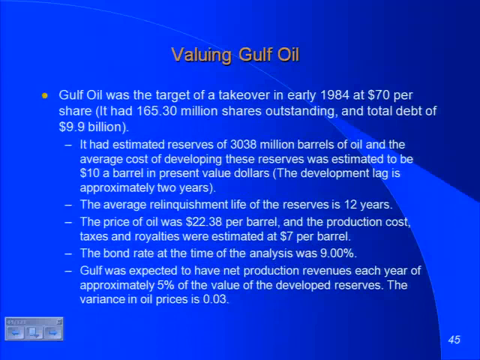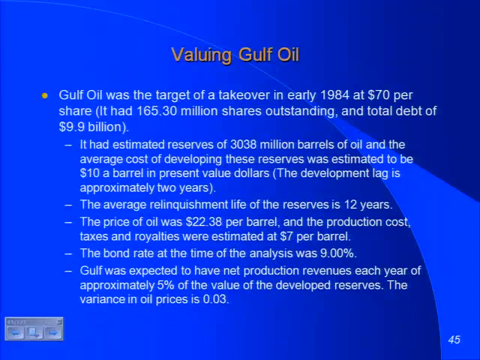The hostile acquisition was at a price of $70 per share. The company had 165.3 million shares outstanding, debt of $9.9 billion. So that's kind of background information. What made Gulf Oil attractive to the acquirer was they had reserves of 3.038 billion barrels. This is the total undeveloped reserves, with an average cost of developing these reserves of about $10 per barrel. So right now, if they developed every single reserve they have, it's going to cost them $30.38 billion.